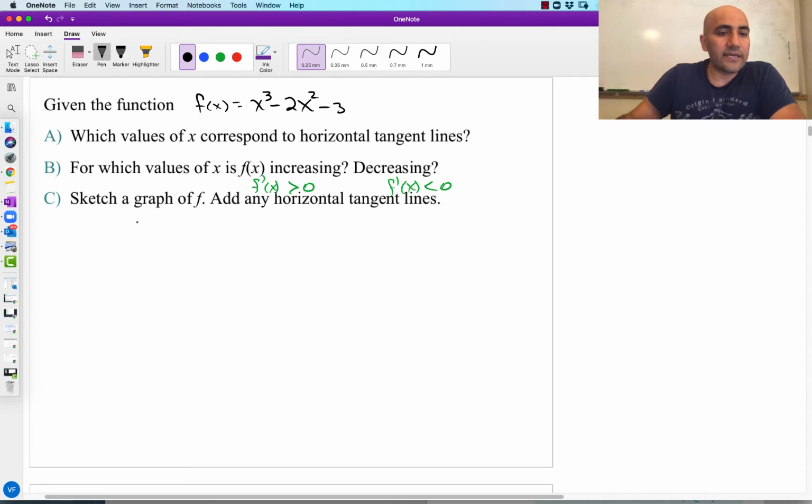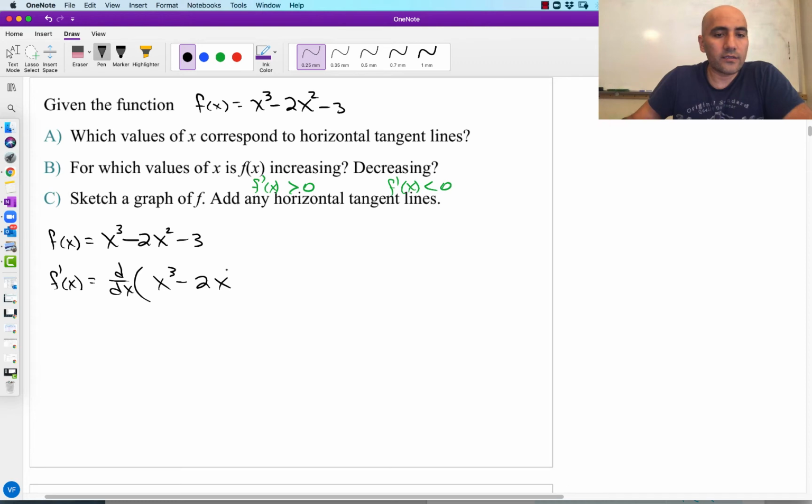So let's begin by taking the derivative. f of x is equal to x cubed minus 2x squared minus 3. So f prime of x is equal to d dx of x cubed minus 2x squared minus 3, which means that f prime of x is going to be equal to 3x squared minus 4x plus 0. So here's our derivative.